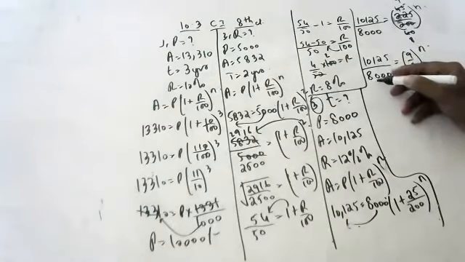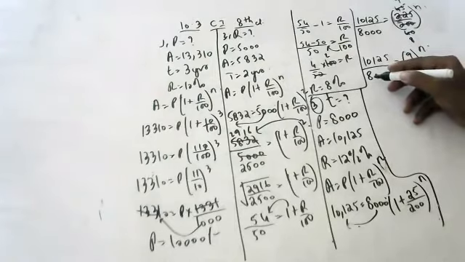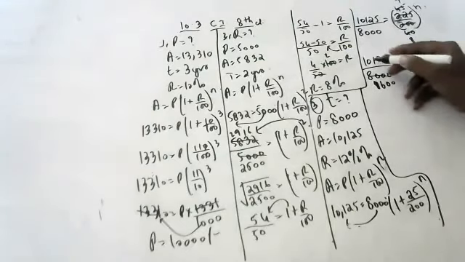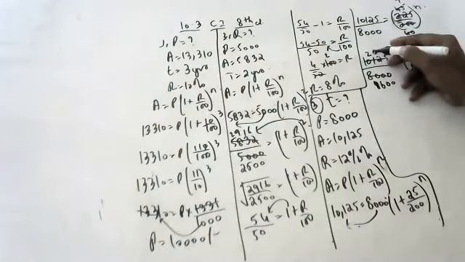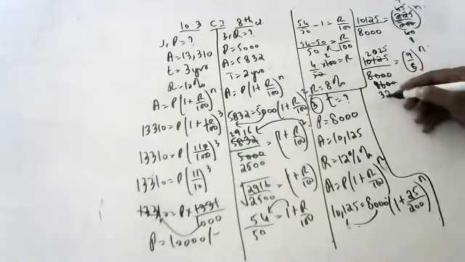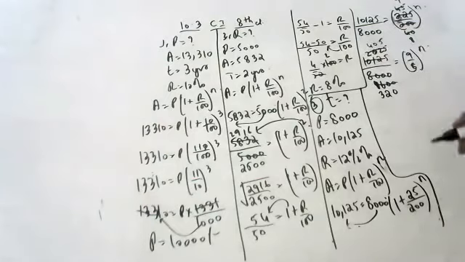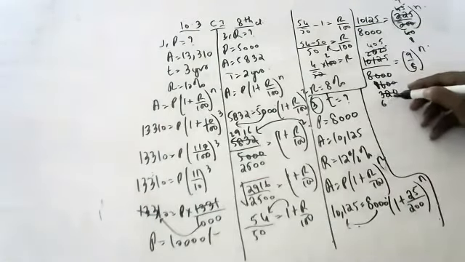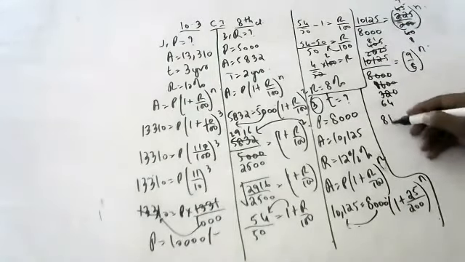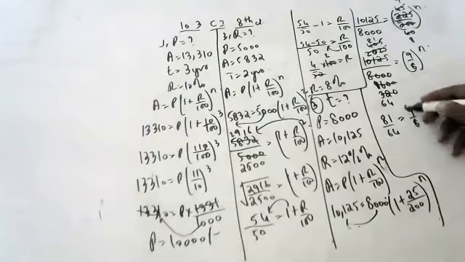See here. Are you listening? Simplify: 5 fours are 20, 5 sixteens are 80. 5 twos are 10, 5 fives are 25. Again simplify with 5: 5 threes are 15, 5 twos are 10. Again simplify with 5: 5 sixes are 30, 5 fourteens, 5 eights are 40, 5 ones are 5. Okay? So 81 by 64 is equal to 9 by 8 to the power of n.